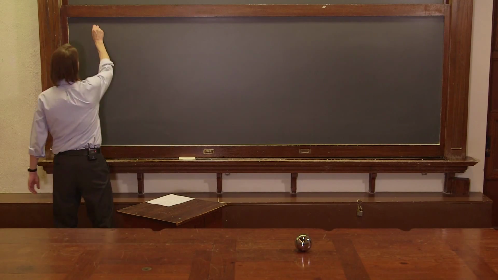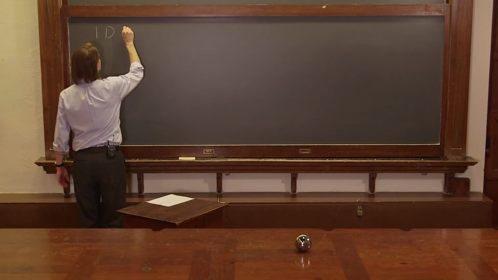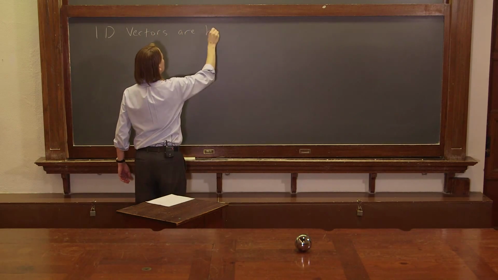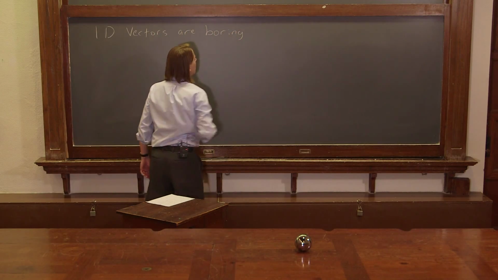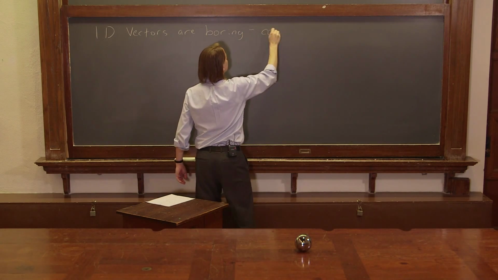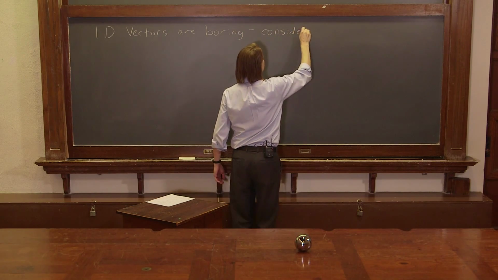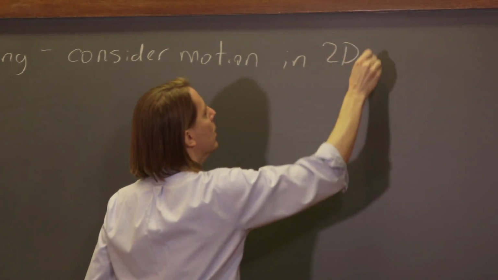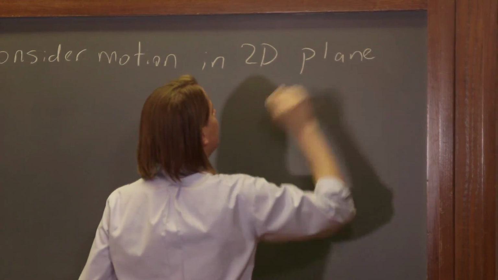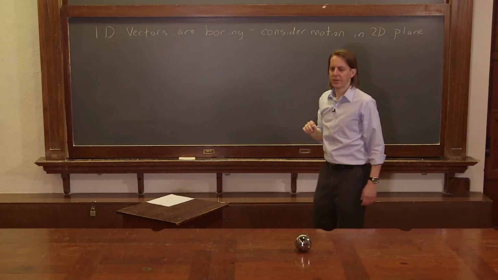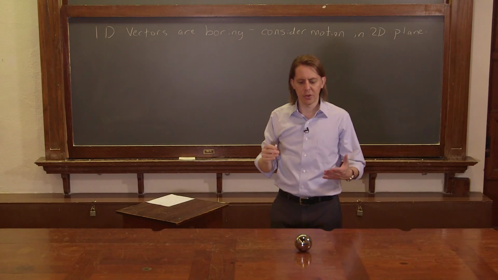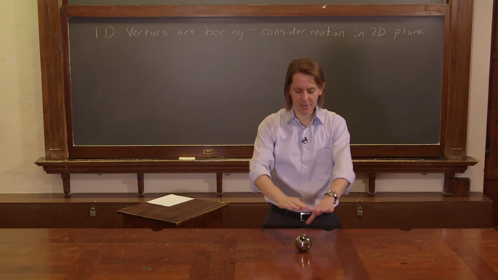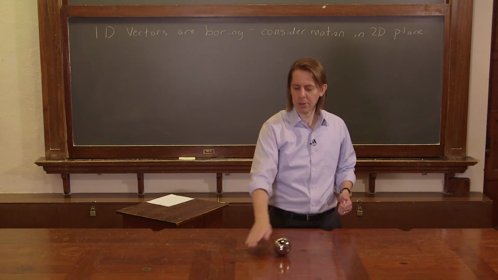Vectors, here we go. One-dimensional vectors are boring. Let's consider motion in a two-dimensional plane. Because that's really where you're going to need vectors anyway, is when you get into two dimensions. And to sort of show you that, I have freed Hal from his one-dimensional prison. And now he is free to roam across the plane.